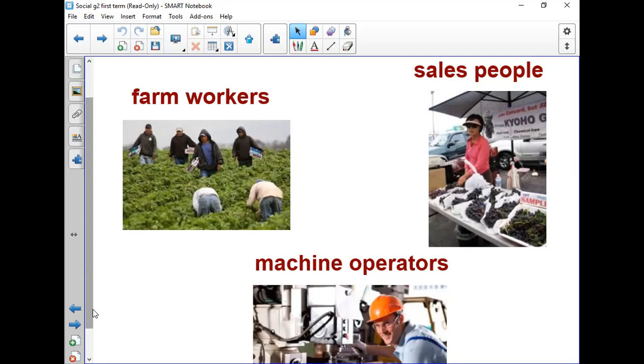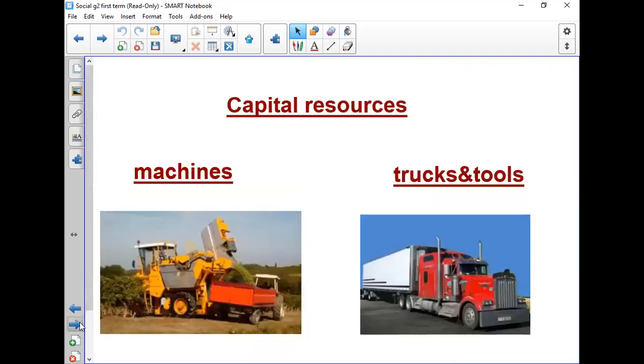Okay, so human resources mean people, the workers who made this process to turn grapes into raisins. So till now we have covered two types of resources: natural resources like sunlight, air, water, and soil; human resources, people like farm workers, machine operators, and salespeople. Again, farm workers, machine operators, and salespeople. What about the third type of resources that we used in this process?